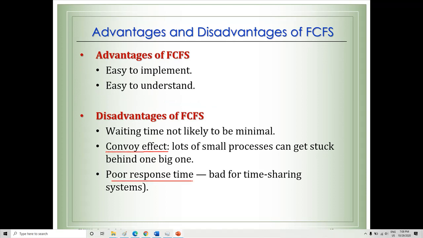Then poor response time. The response time means the time between the submission of the job and the first initial response, which is very poor. So it's not good for the time sharing system, which we have discussed in chapter 1.